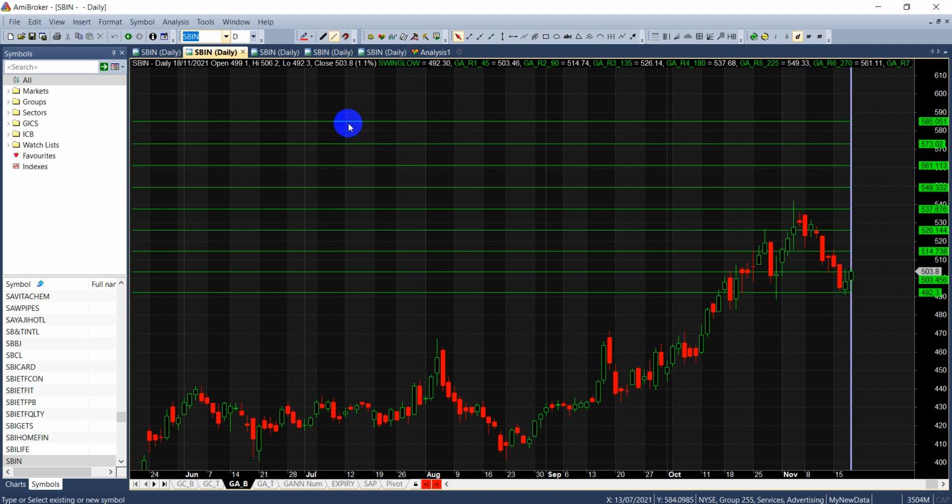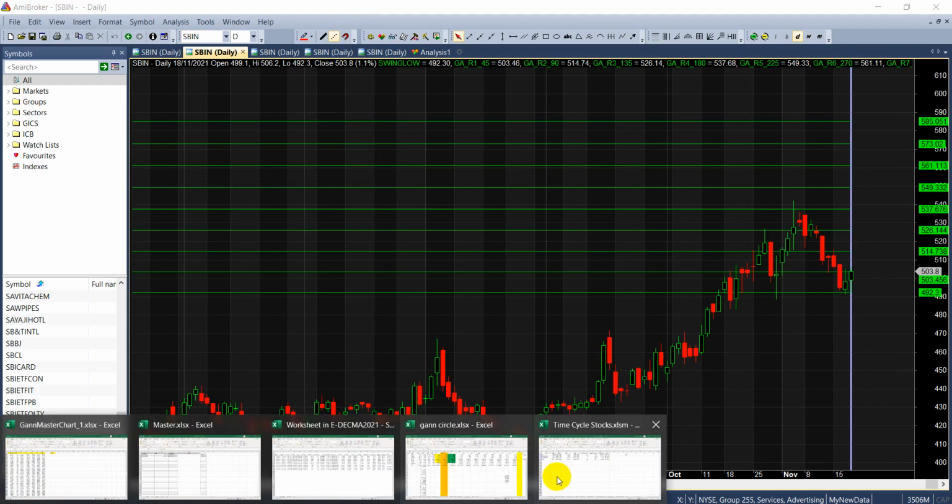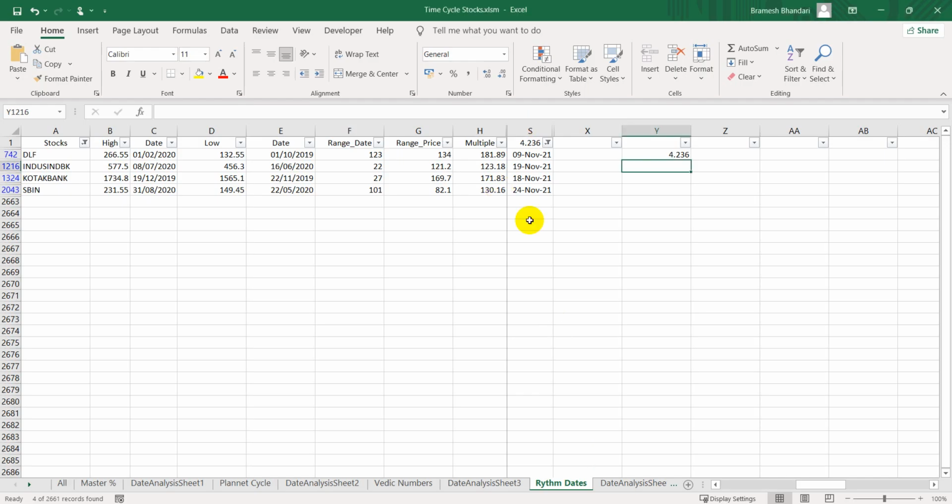You can practice it, as today being Sunday, spend some time in finding it. Very simple calculations, and based on that we can find important dates. And based on these dates, we can look out for important trend change dates in the stock.